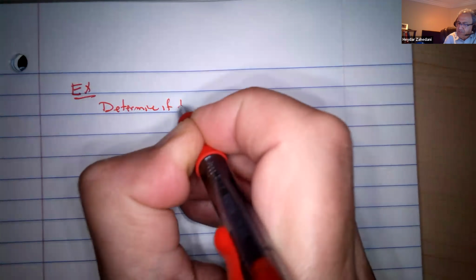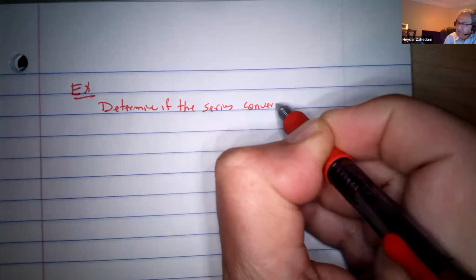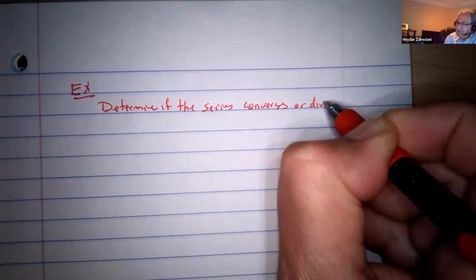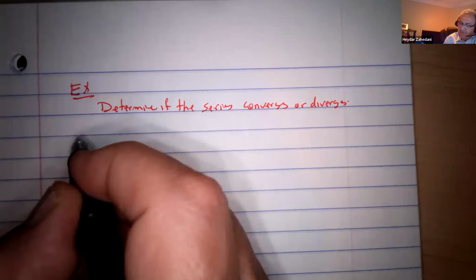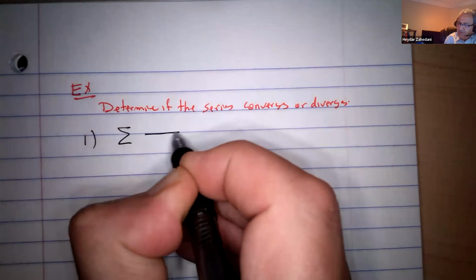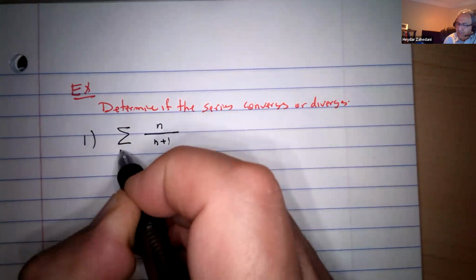See, this is the way you check. Example: we want to determine if the series converges or diverges. Mostly I want to use that theorem that I talked about. The most famous one is this one, you have quite a lot of these: sigma of n over n plus 1, n from 1 to infinity.